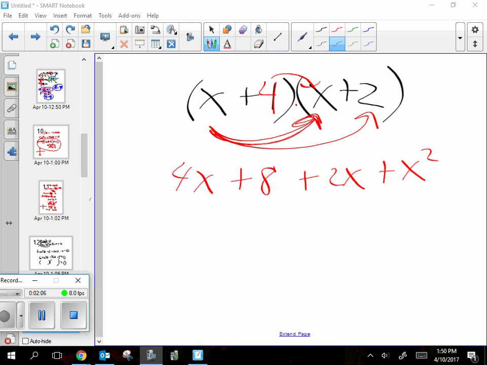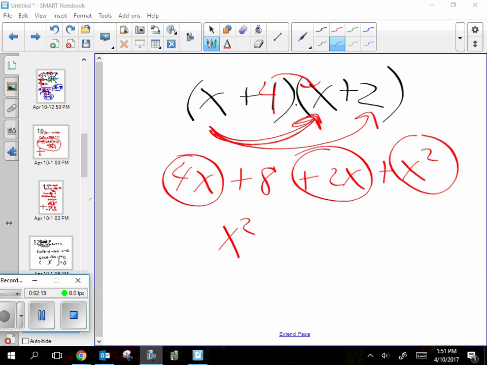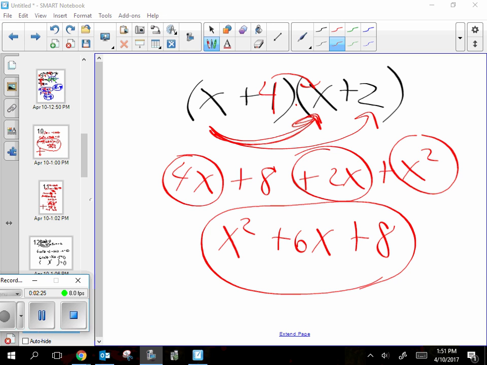And now I'm going to rewrite it in order. I don't know if you remember this, but the degree is like how powerful they are. I was saying that the generals always come first, and then the guys who have lower degree come next. 4x and the 2x make 6x. And then the 8 is last. There is your answer.